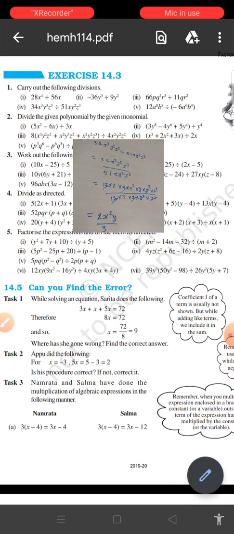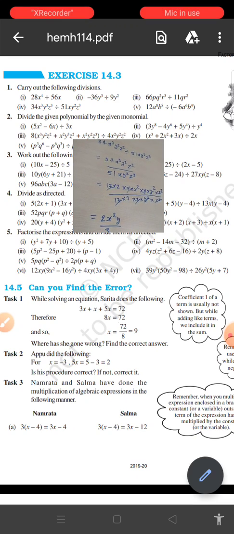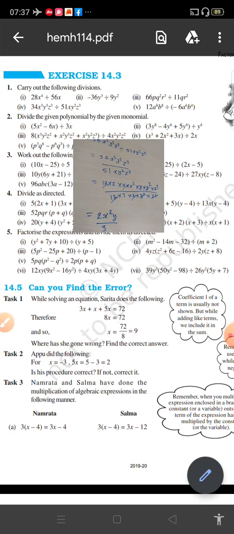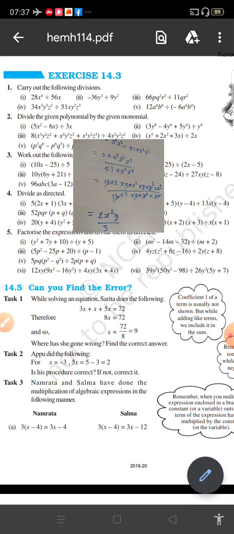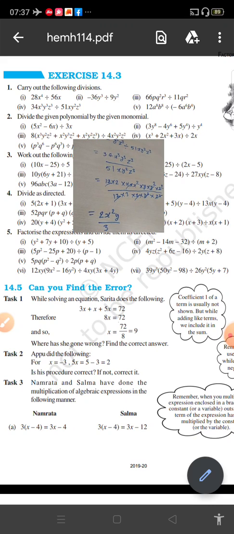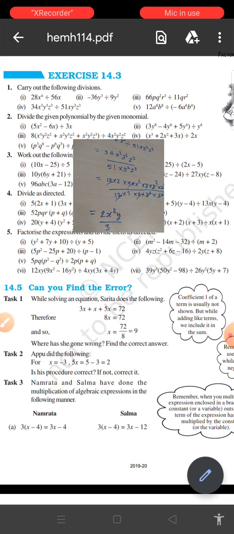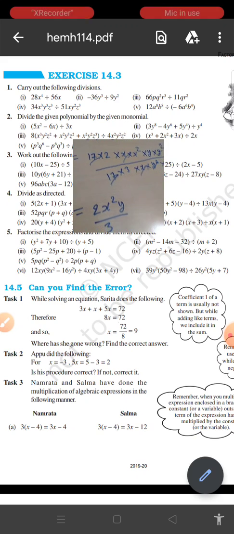Student, first given expression, usual expression. First we break it into irreducible form, product of irreducible factors. After this we notice what is the common factor between them, and we leave the common factor, and the remaining part of the calculation is your required solution. This is your quotient. Okay, now let's see the next part.